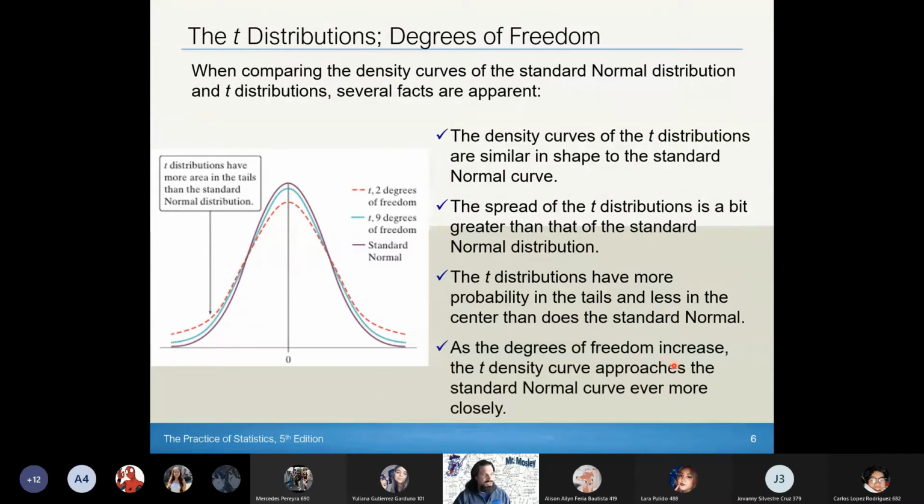As the degrees of freedom increase, the t density curve approaches the standard normal curve ever more closely. And again, that relates to the fact that as we get a larger and larger sample size, we get closer and closer to just normal.